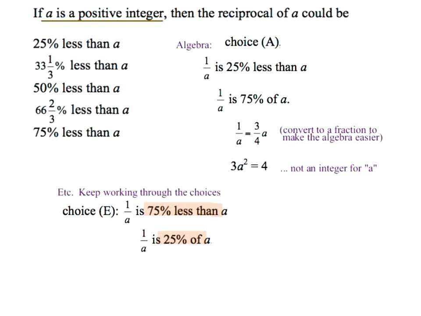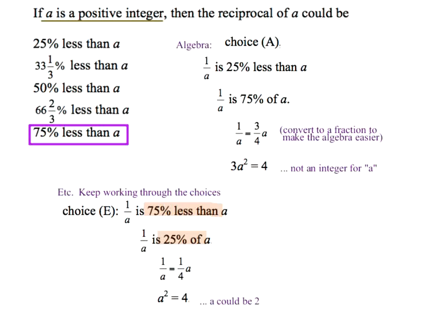Okay, if you solve that, you get this equation. If you convert it to a fraction and cross multiply, you get a squared is 4. So this means that a could be 2. It could also be -2, but we want a positive integer. So a could be 2. We're done, and that's E. Again, make sure you can work with a decent amount of agility between and among fractions, decimals, and percents.